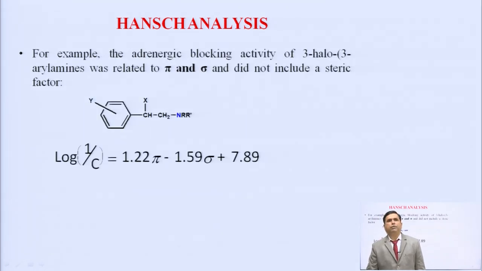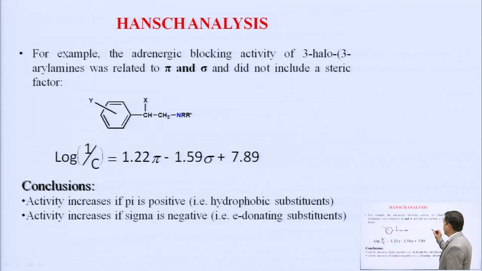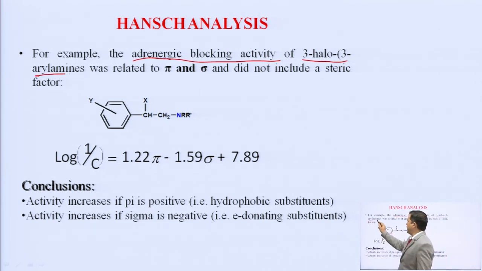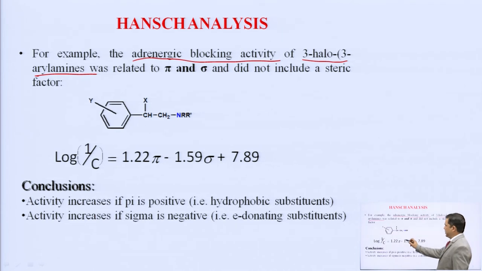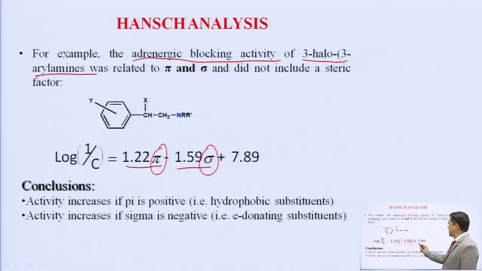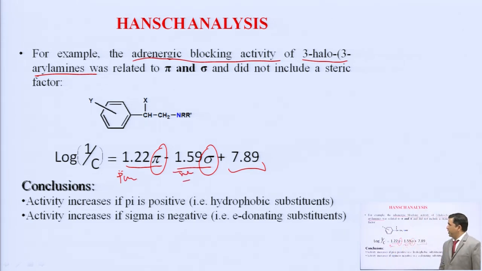So, in the Hansch equation, we will discuss one live example. For example, I am taking here the adrenergic blocking activity of the 3-halo-3-aryl amines. And here there are two physicochemical parameters, that is the pi value and the sigma value. So, log 1/C equals to -1.22 pi, 1.59 sigma plus 7.89. So, here the pi coefficient is not positive, here it is negative. So, in this series of compounds, that is the 3-halo-3-aryl amines, that is the aromatic amines.